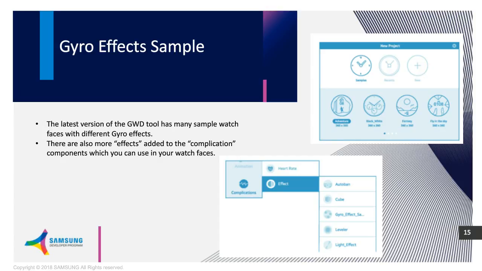In the latest version of the tool, 1.5.2, there are a lot of samples that come along with the tool. And also there are a lot of ready to use effects that are available in the complication component. As I showed you, leveler is one of the effects. You can use that and swap it with your own image to create a different effect for your unique watch face.